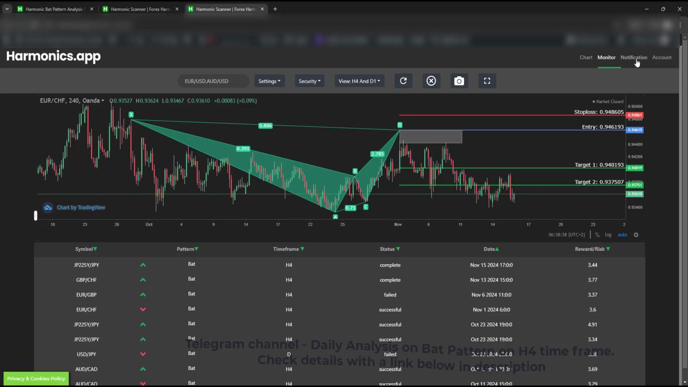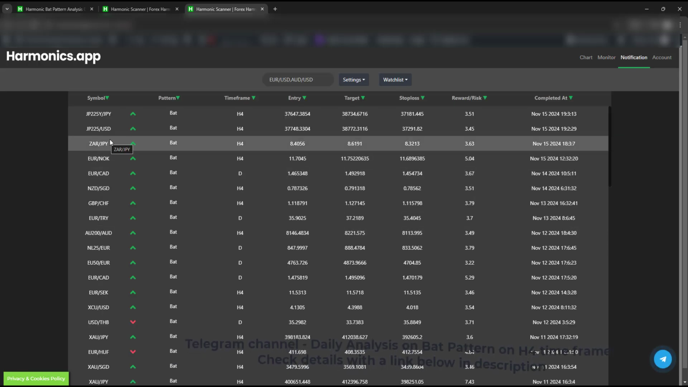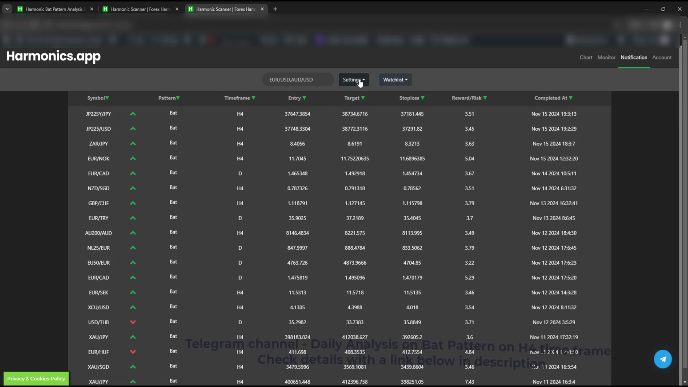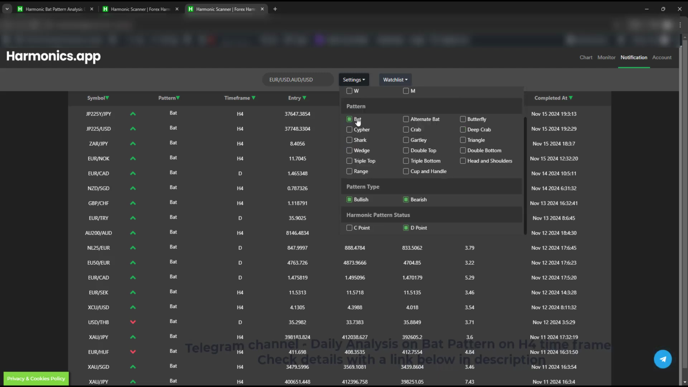Now if you go to the notification tab, this is also a table populated with the patterns that the scanner has detected. And also inside the settings you can select which filters you would like to include. I have included the same filters as in the monitor tab, which means the 4-hour time frame, the daily time frame, and only bat pattern.